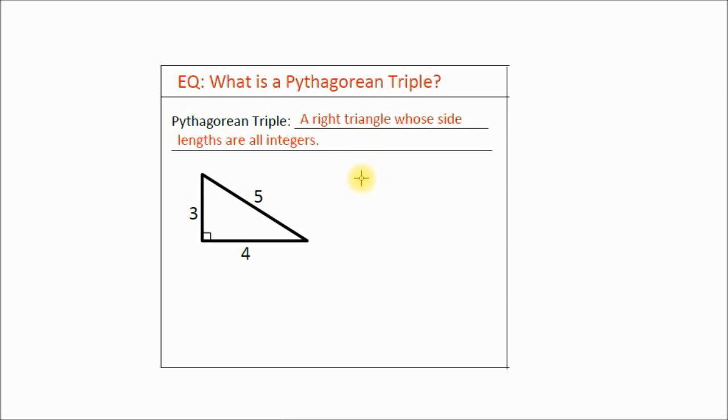The essential question is, what is a Pythagorean triple? And you've got a definition right here below. A Pythagorean triple is a right triangle whose side lengths are all integers. You could also say whole numbers, but a right triangle whose side lengths are all integers.